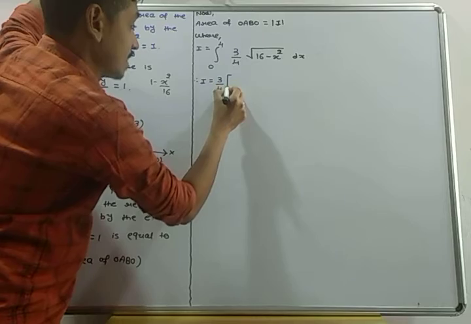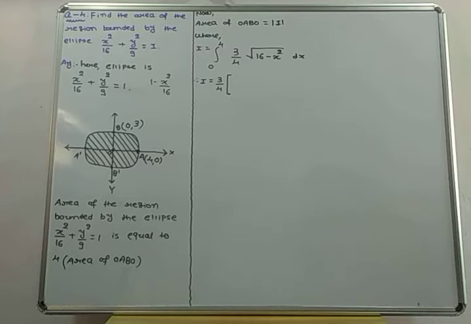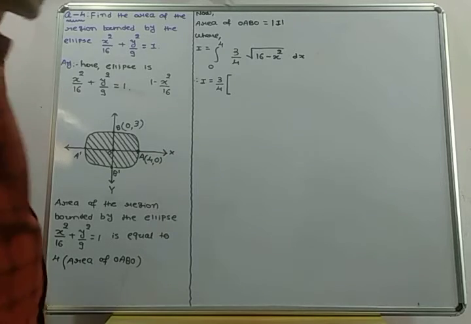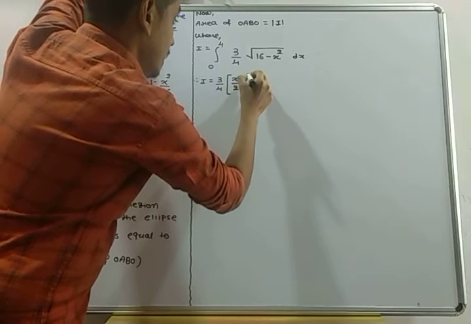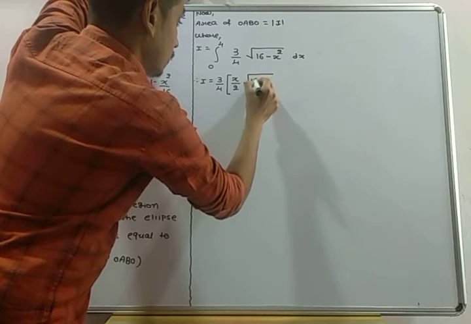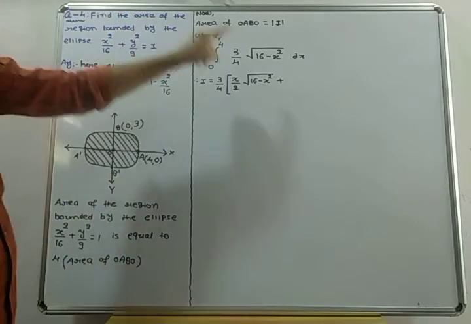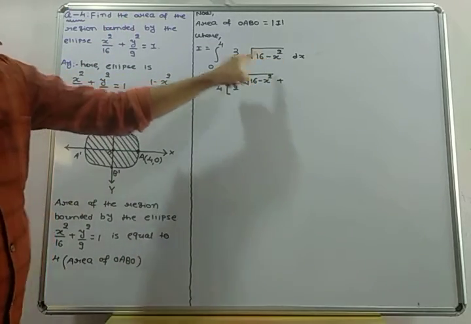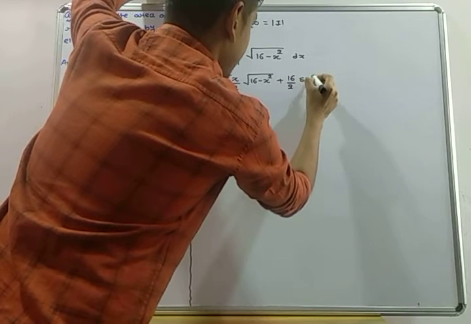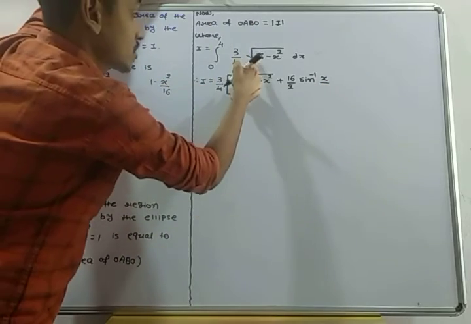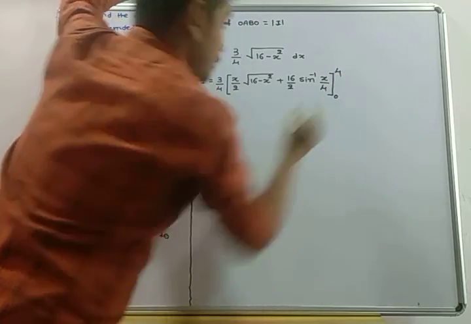And the integration of under root 16 minus x square uses the under root a square minus x square formula: x by 2 under root a square minus x square, plus a square by 2 sine inverse x by a. Here a square is 16, so a is 4, and the limit is 0 to 4.